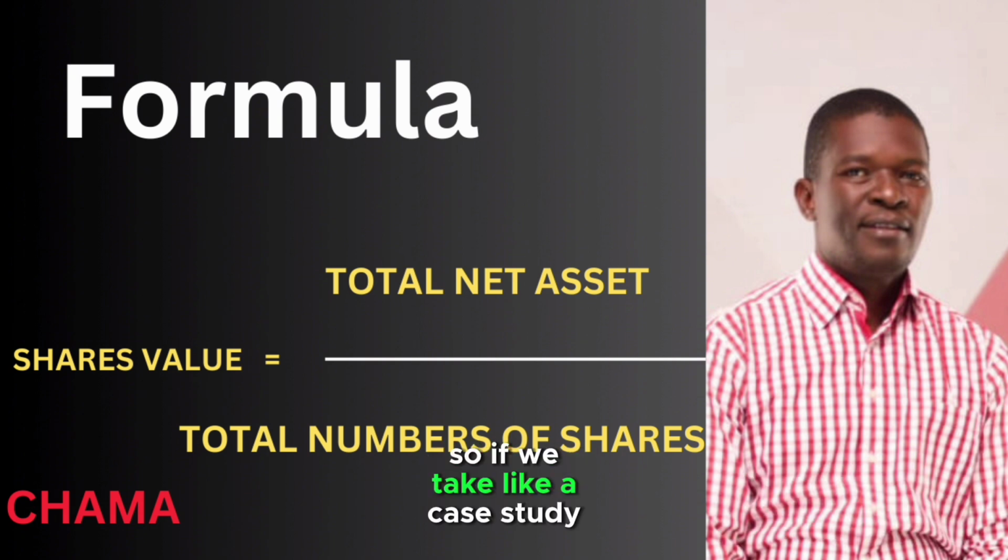So if we take a case study of a CHAMA that had a total asset of 1 million, and the total liabilities in that financial year was 200,000, and the total number of shares in that group is 100. So net asset will be total asset minus liability, and that is 1 million minus 200,000. So net asset will be 800,000.